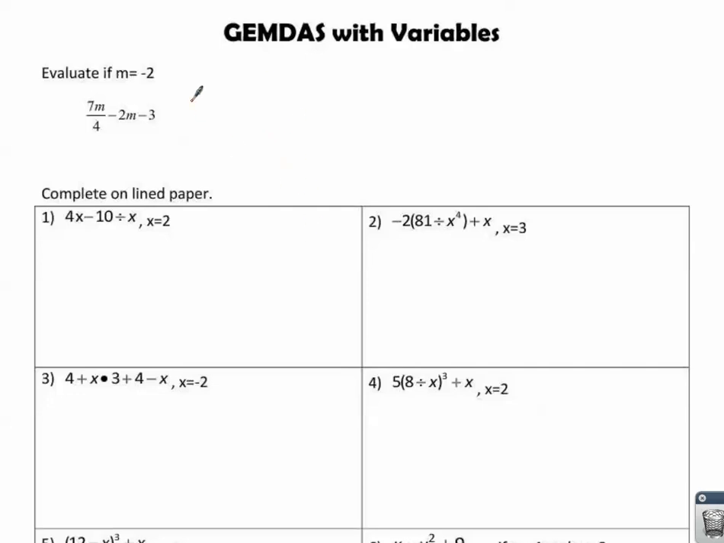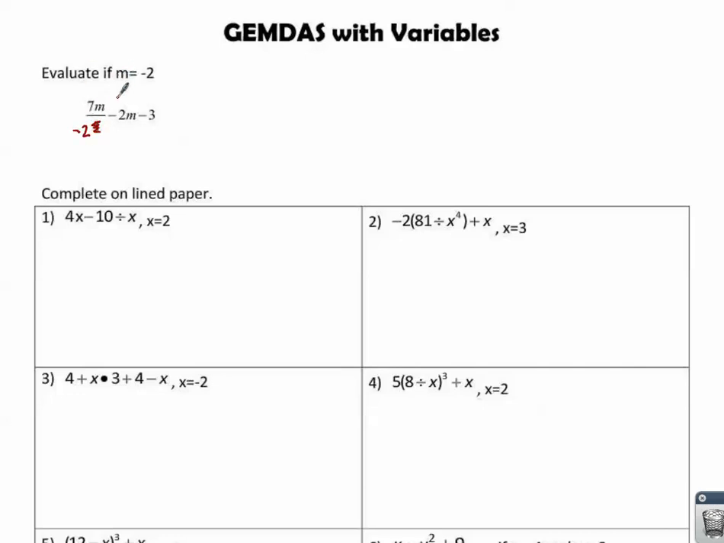Let's talk about GEMDAS with variables. So in this first example, you want to evaluate this expression using m is equal to -2. Okay, one thing I need you to do is change the denominator. Instead of 4, I want you to make this a -2.